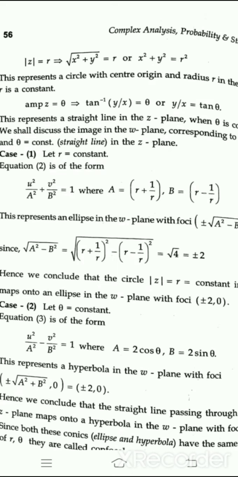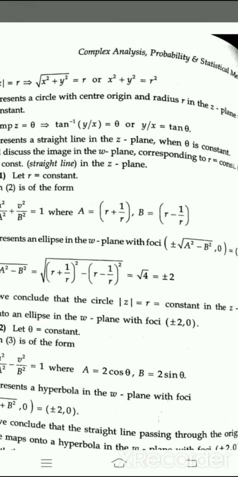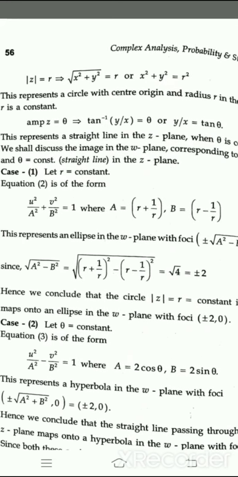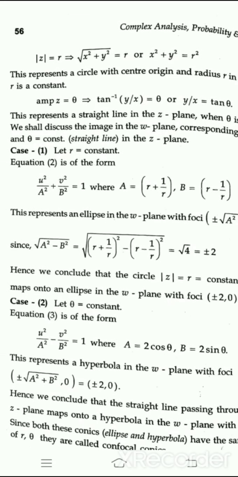Amplitude of z is equal to theta. So what is the formula for amplitude? Tan inverse of y by x is equal to theta, so y by x is equal to tan theta. This represents a straight line in the z plane when theta is a constant. We will use two cases, case 1 and case 2.